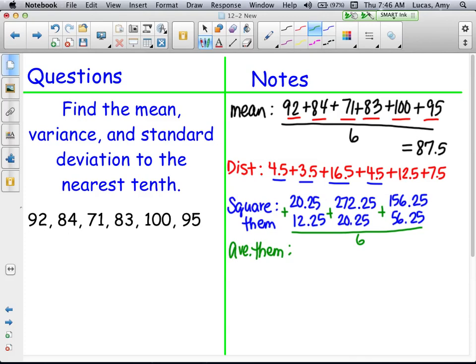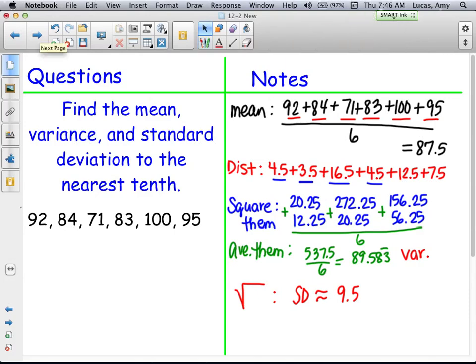So I've got 537.5 divided by 6. It's about 89.583 repeating. And then I need to do the square root. So this is my variance. So my standard deviation is about 9.5.